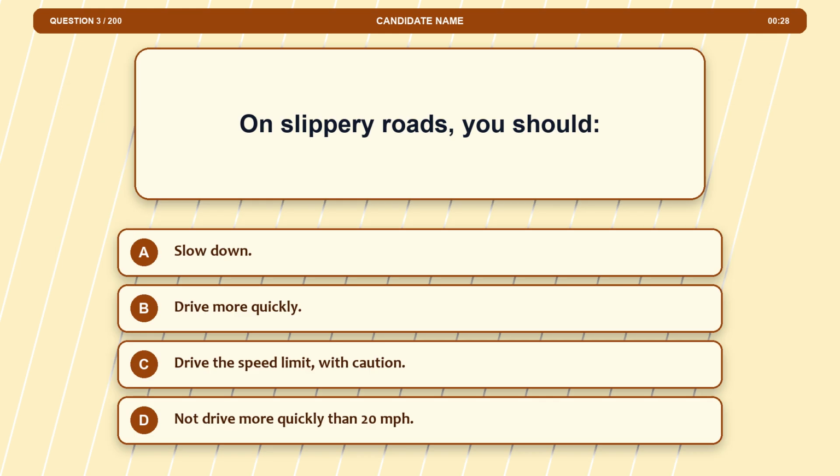Question 3. On slippery roads, you should Option A. Slow down. Option B. Drive more quickly. Option C. Drive the speed limit with caution. Option D. Not drive more quickly than 20 miles per hour.